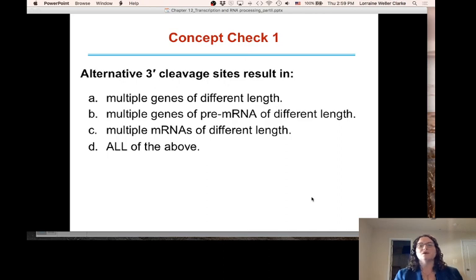All right, so alternative 3' cleavage sites. Remember where they break? What does that result in? Remember what a gene is to help you answer this question.